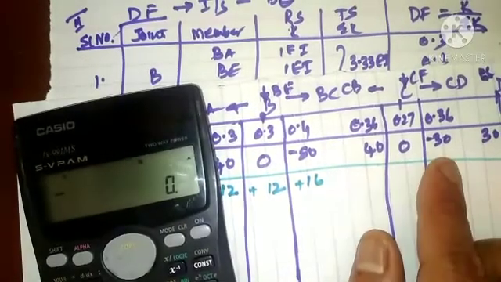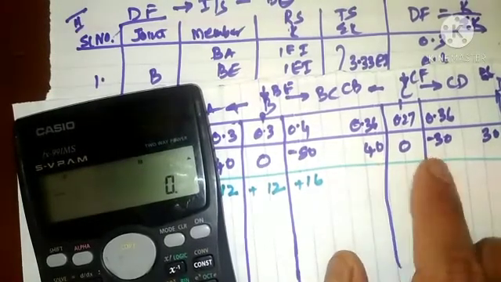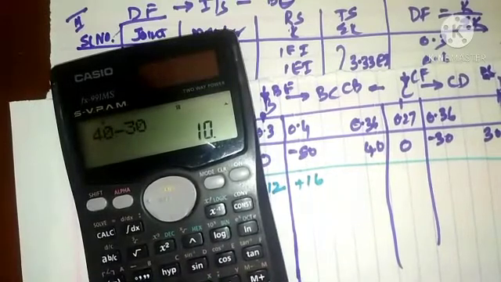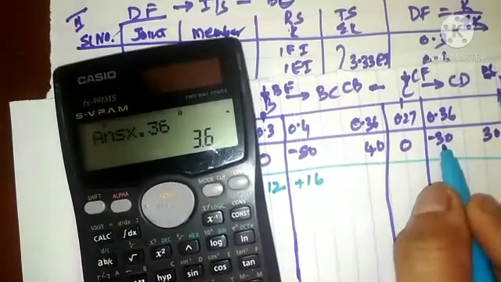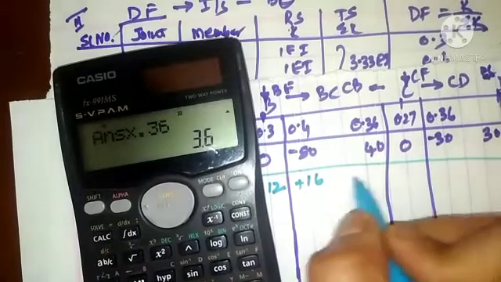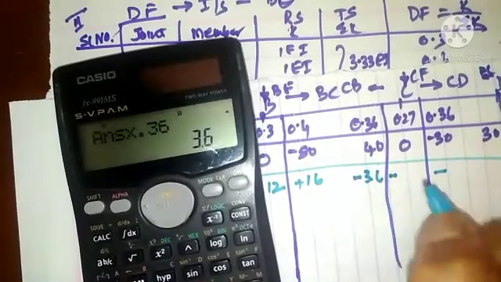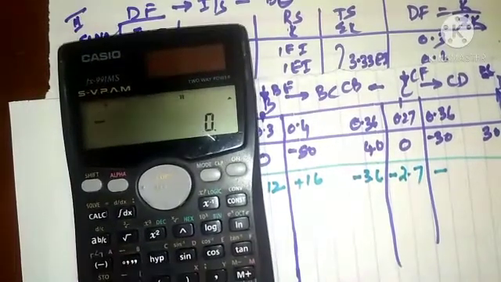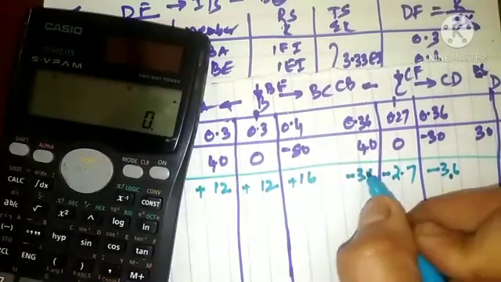Similarly, the same procedure for joint C. So it is 40 minus 30, which will come as 10. 10 into 0.36 comes as 3.6. Now 40 minus 30 will be plus 10, so you need to give minus for all, which comes here as 3.6. Then 2.7 because of 0.27, and here it will be 3.6.